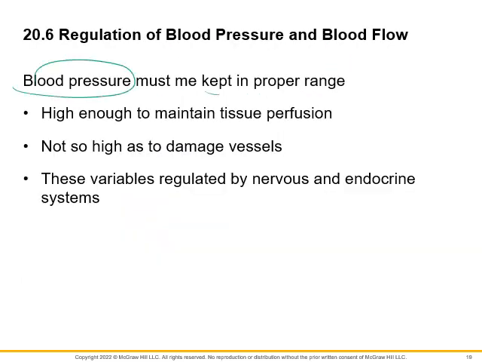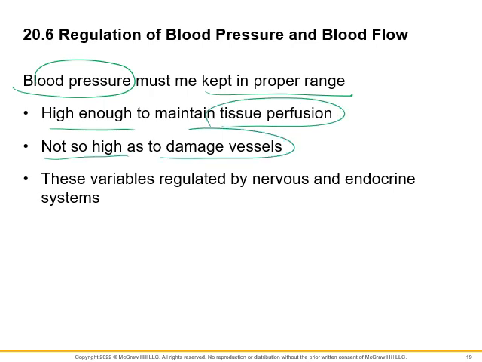Blood pressure must be kept in a proper range, high enough to maintain tissue perfusion, not so high as to damage the vessels. So think about the fact that if the blood is returning to the heart at the right atrium, we do not want the pressure to be super high because it can damage the heart itself. It could damage the great vessels that are delivering the blood to the heart. Think of that endothelial lining, right?